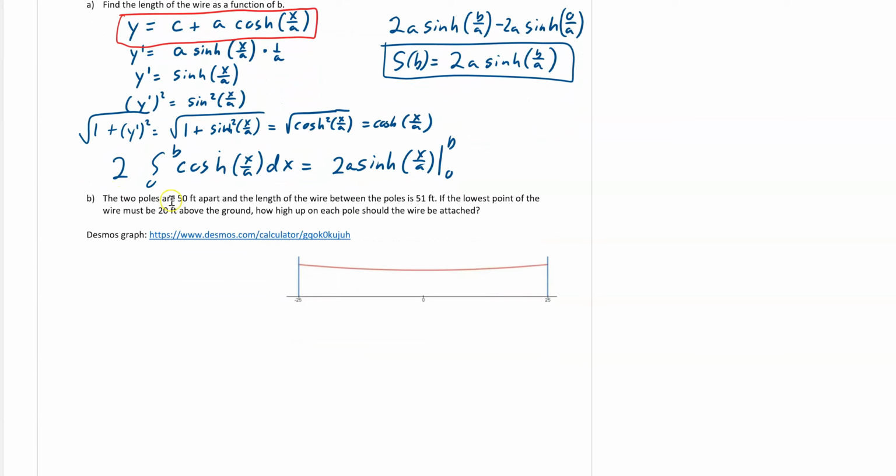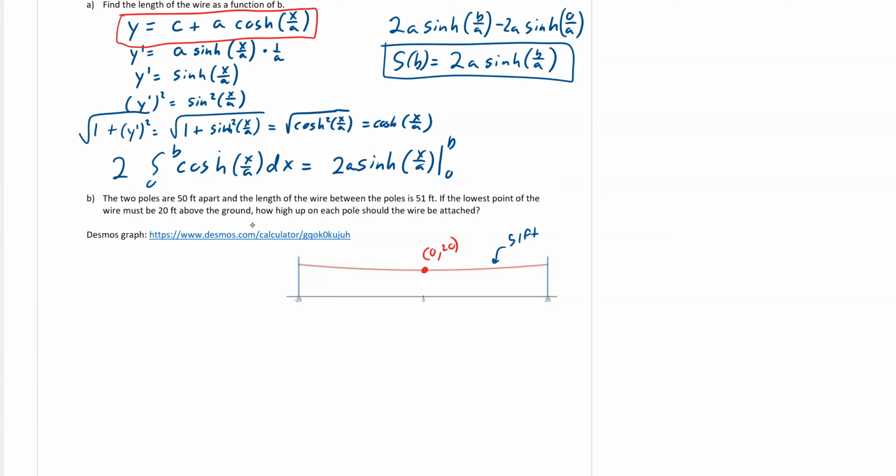All right, so it says two poles are 50 feet apart. So that means negative 25, 25. It says the length of the wire is 51 feet. So this is a 51-foot wire. If the lowest point of the wire must be 20 feet off the ground, okay, so we know at this point we would have 0, 20, that this is a, looks like a nose.